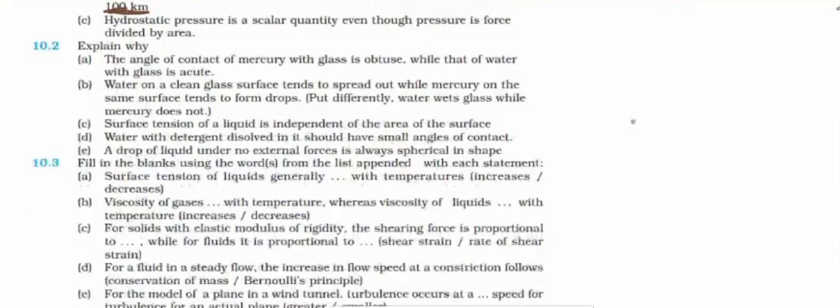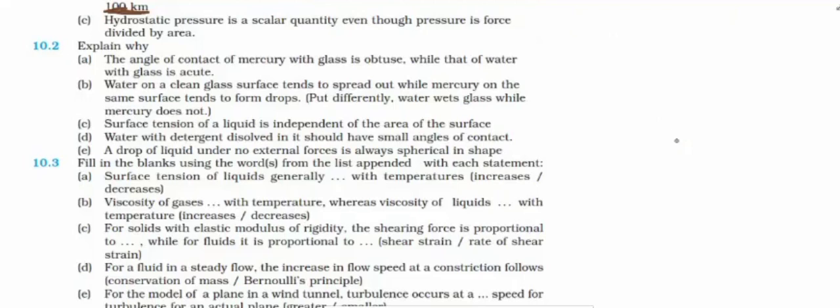Now, come to question 2. Explain why the angle of contact of mercury with the glass is obtuse, while that of water with the glass is acute. In simple terms, we can give the answer that in mercury, the cohesive force among the mercury molecules is greater than the adhesive force between mercury and the glass. While in water, the cohesive force among water molecules is less than the adhesive force between water molecules and glass.